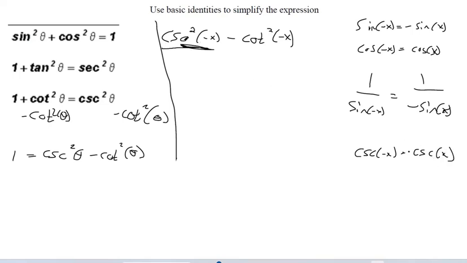So here we can rewrite this as negative cosecant x, but it's being squared. That's what that 2 up there means. So I'm squaring this result, so it doesn't even matter that it's negative. It's going to be positive.